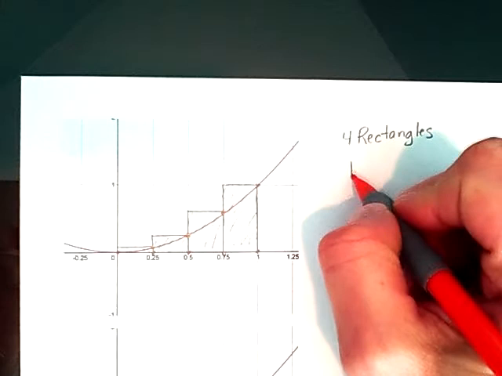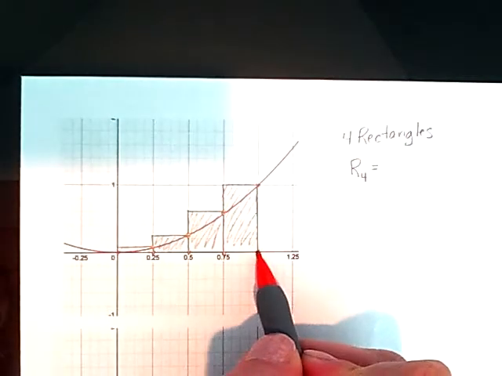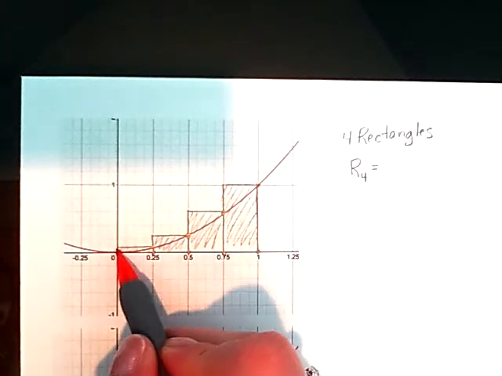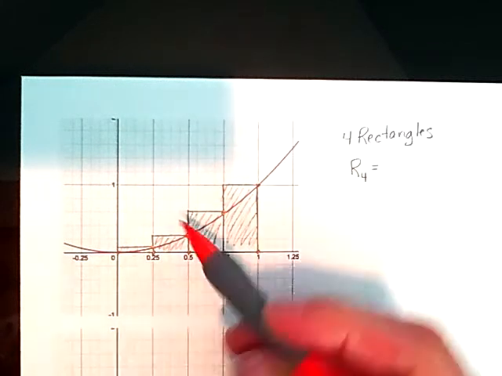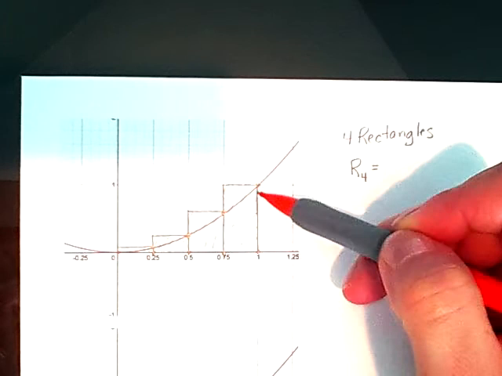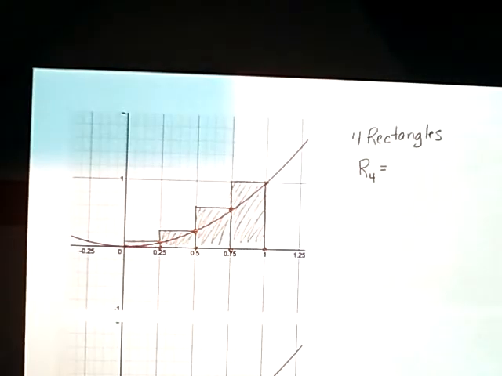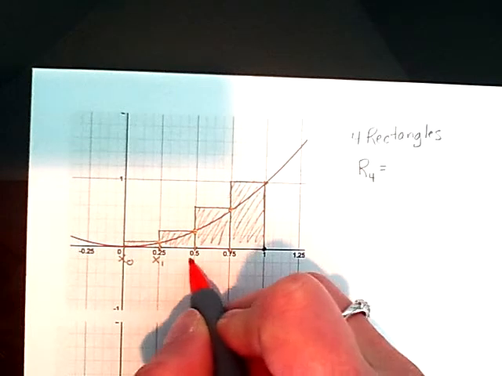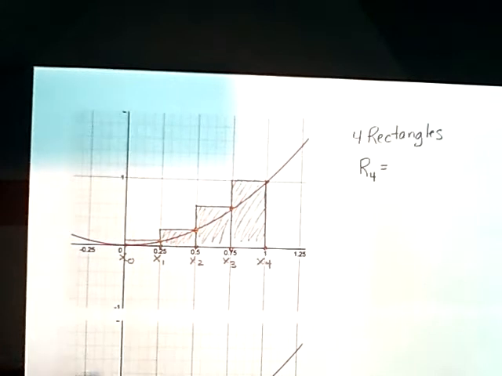Now I'm using 4 right-handed rectangles because I started at this side. I started at the far right-hand side and drew out 4 rectangles. Each one of these rectangles is going to have a width and a height that goes to the curve. So each rectangle is going to have a length times a width, and I'm going to do that 4 times. Since this is my initial position, I'm going to call these x sub 1, x sub 2, x sub 3, and x sub 4.